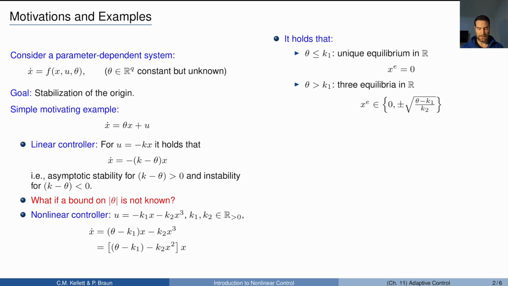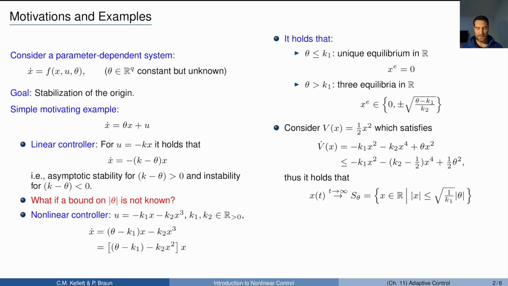Here in this case, again, if theta is less or equal to k1, then we have a unique equilibrium. But if theta is bigger than k1, then simple calculations tell us that we have 3 equilibria, which can be characterized through this set on the right-hand side.